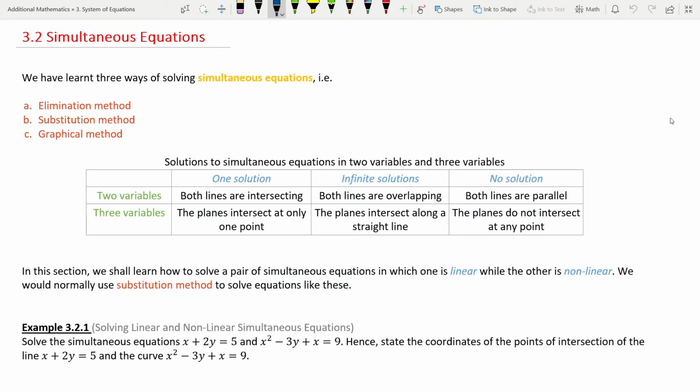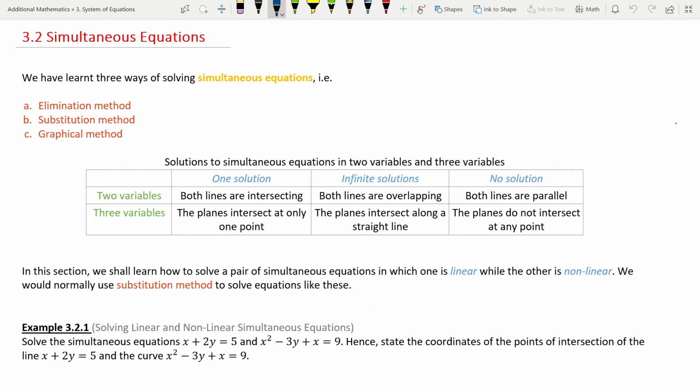Hi everyone, today we will start a new subtopic, simultaneous equations. Previously, we have learned three ways of solving simultaneous equations, that is, elimination method, substitution method, and graphical method. In lower form, we have learned how to solve a pair of simultaneous equations where both are linear. And in chapter 3.1, we have learned how to solve system of linear equations in three variables.